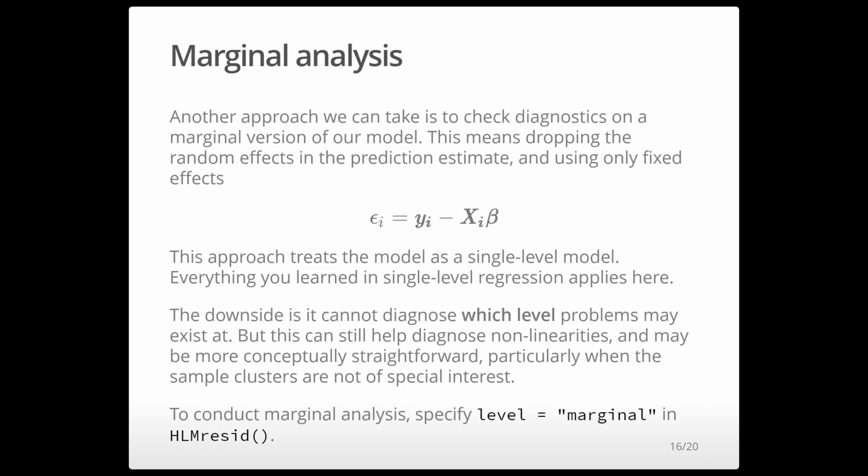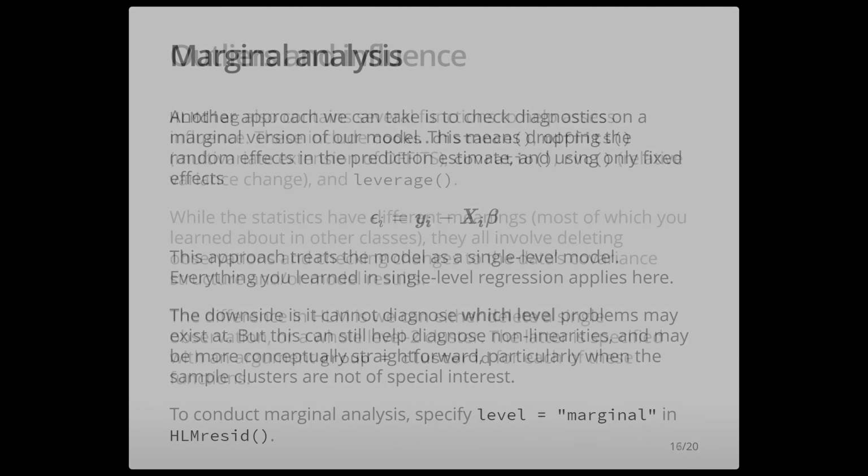The downside of this approach is that there's no way to diagnose which level problems may exist at, but this can still help diagnose something like nonlinearity in the data, and it may be a little bit more conceptually straightforward, especially when the actual sample clusters aren't of special interest, which is often the case in psychology. We're not often going to be interested in the actual sample that we're studying. Those units are not often going to be of interest for making our prediction. So this is another good approach, even though it can cause some ambiguity if you do detect problems. And you specify level equals marginal to get the marginal residuals.